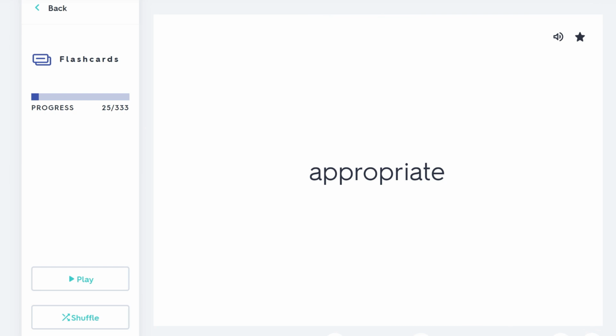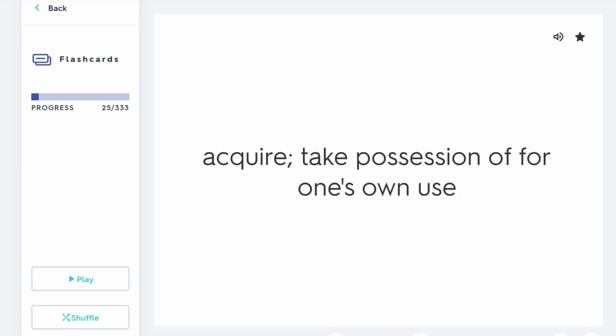Appropriate, or appropriate. To acquire. The government appropriated the property. Or appropriate: that behaviour is appropriate. It's becoming, it's necessary. One is a verb, one is an adjective. If something is appropriate, it's the right thing to do. Whereas if the government or any authority appropriates, that's a verb, they take possession for their own use. They're taking it for themselves. Two different words there.